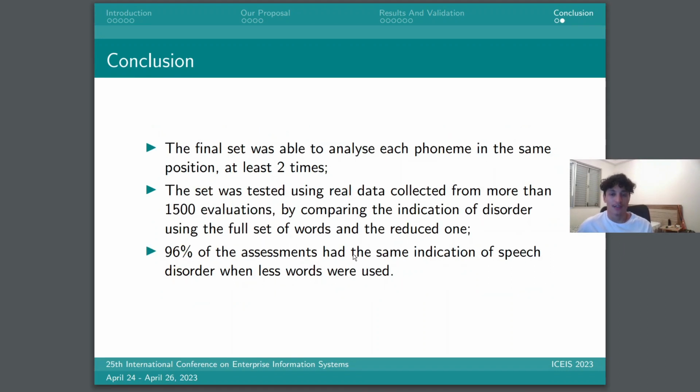The reduced set was still able to analyze each phoneme in each position at least 2 times. The set was tested using real data collected from more than 1,500 evaluations, by comparing the indication of disorder using the full set of words and the reduced one. 96% of the assessments had the same indication of disorders when using fewer words.